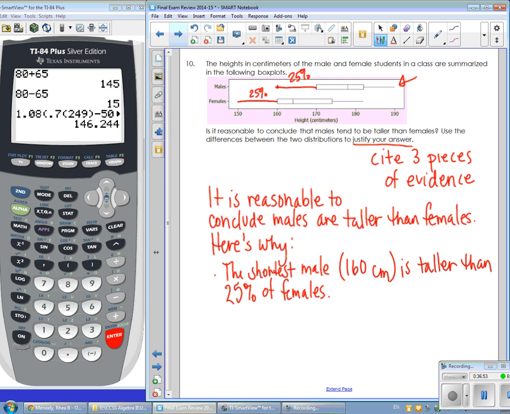Okay, so that's one piece of evidence. Another piece of evidence that I notice is that the median for males is above the 3rd quartile. So the median guy, the middle guy, is taller than more than 3/4 of the women. If this is 175, the median height looks like maybe 178 centimeters. So a typical male, because that's what the median is, a typical male is, let's say, 178 centimeters, which is taller than over 75% of the females.